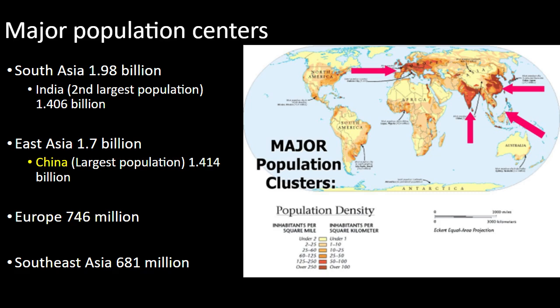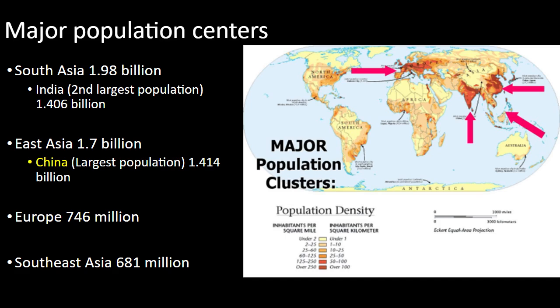So, the first thing we need to look at are population centers. This is where most of the world's population, also known as clusters, are located. The most is going to be South Asia, which is right here, or India, Pakistan, and Bangladesh. That's where they're located. That's about 1.98 billion. In comparison, in the United States we have about 330 million, something like that, people that live in the United States.